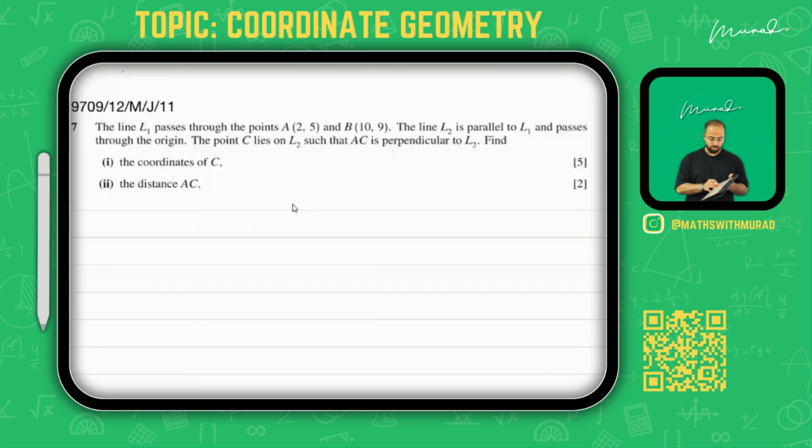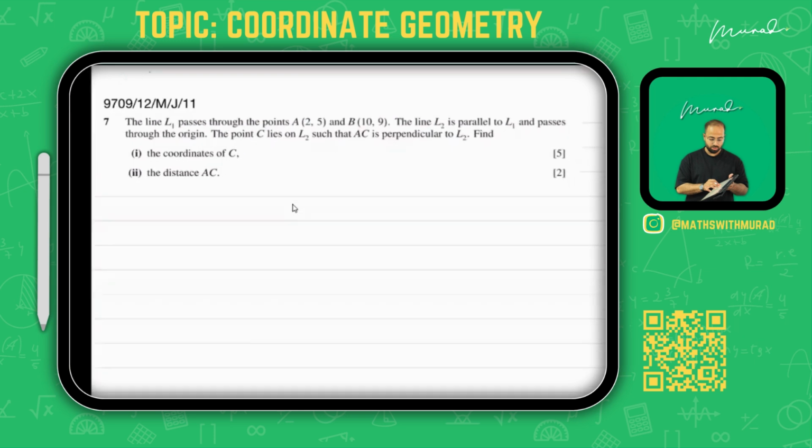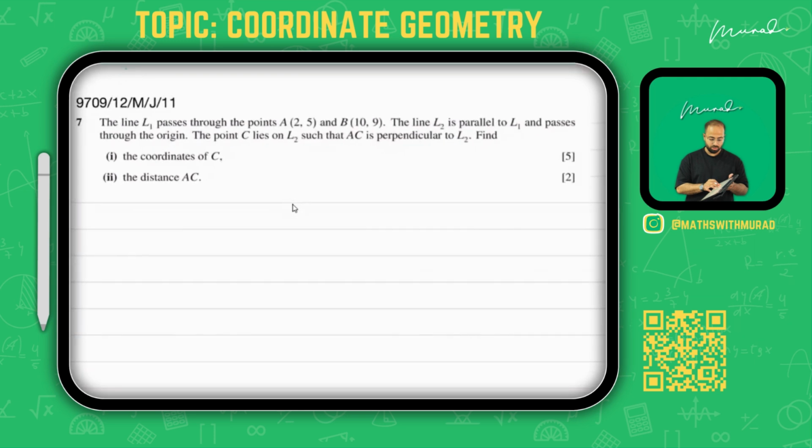Basically in today's class, we will try to complete the past papers of coordinate geometry. I'm starting with 2011. So this is the first part. Let's study this and figure out what is happening in this particular part. The examiner is asking, and the main information is already given to you. That information is: the line L1 passes through the points A and B (10, 9).